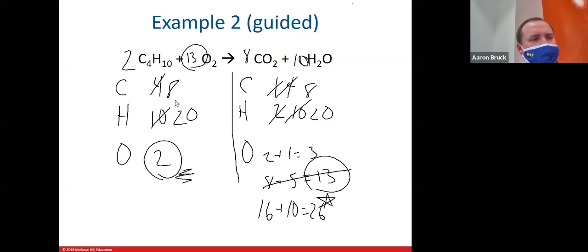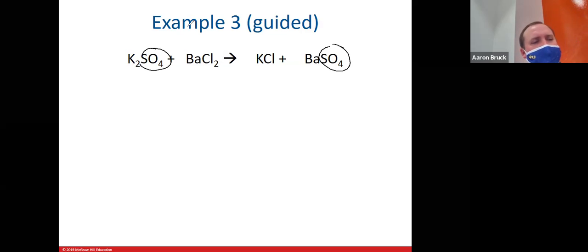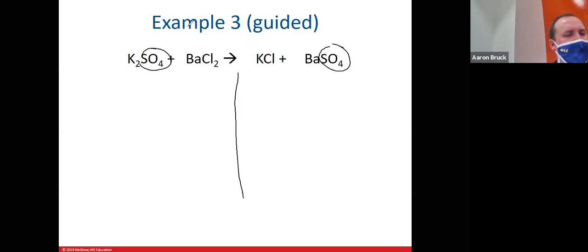All right, let's do another example, an easier example. This is an example where we see the idea of clustering come into play. I can see that on both sides of this equation, I have SO4. SO4, as you know, is the sulfate ion. And so I've got potassium, I've got sulfate, I've got barium, I've got chlorine.